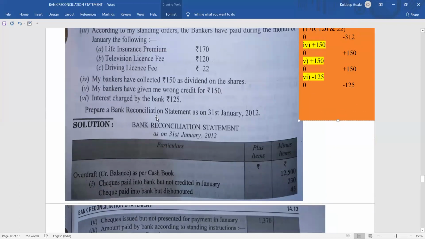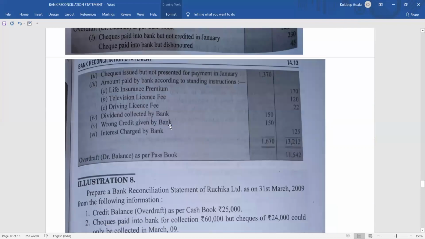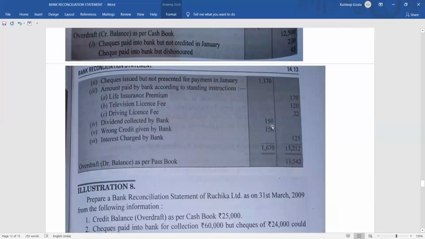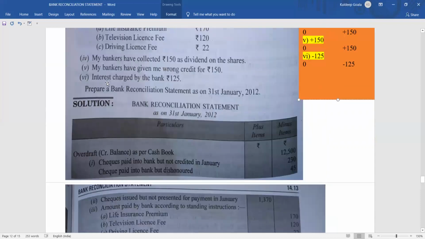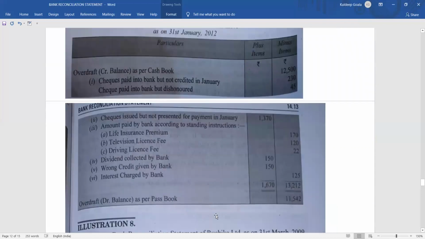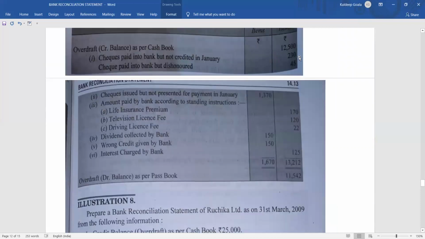Okay. Then next one, my banker has given a wrong credit. We can just write down wrong credit by the banker. Again, 150 plus. So wrong credit by the bank, 150 in the plus item. Okay. Then interest charged by the bank, 125. Sorry, it is in the minus. So interest charged by the bank, put in the minus item.